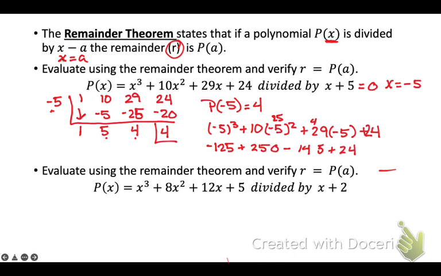Okay, still doing just the math, right? We were done with synthetic division a long time ago, weren't we? So I've got negative 125 and 250 would be 125, wouldn't it? Yes? And if I combine 145 and 24, that would be negative 21. And I think I get what? I get 4. So, do you want to use synthetic division or do you want to plug it in?